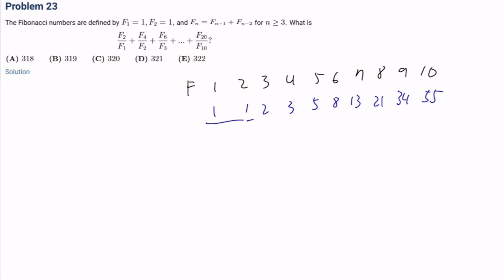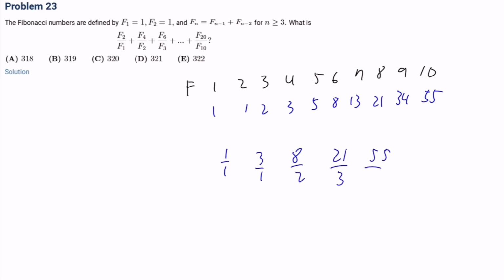f1 over f2 is going to be 1 over 1. And then it's going to be 3 over 1. And then it's going to be 8 over 2, 21 over 3, and 55 over 5, and so on, right? And we can see that this is 1, 3, 4, 7, 11, and so on. Do you notice a pattern?